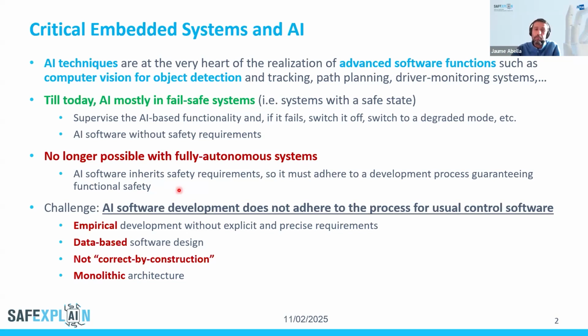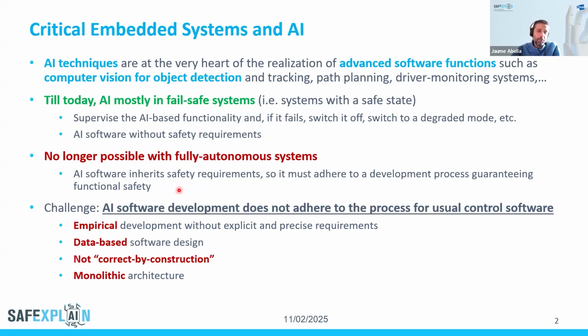When we move to fully autonomous systems, we cannot simply disable, for instance, the object detection and the navigation of the system, because perhaps there's no driver, perhaps there's no steering wheel in your car. So this is the challenge we have: how to make AI software fit into the safety compliant development process of software. And we realize that the challenge is huge. Why? Simply because this AI software is normally developed in the opposite manner that you would develop software for a safety critical system.